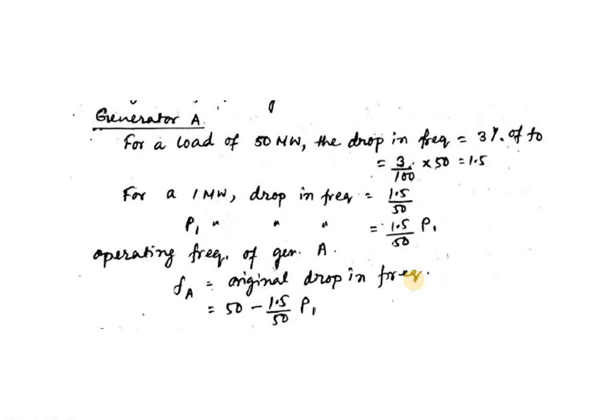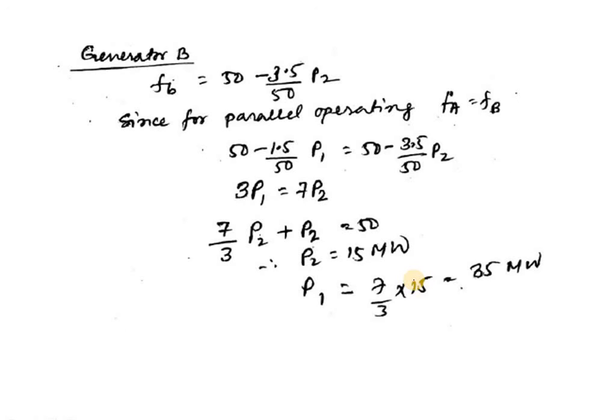So the operating frequency for generator A will be FA equals 50 minus 1.5 by 50 into P1. That is the operating frequency of generator A. Now in case of generator B, FB equals 50 minus 3.5 by 50 into P2. Since for parallel operation FA equals FB, 50 minus 1.5 by 50 into P1 equals 50 minus 3.5 by 50 into P2.